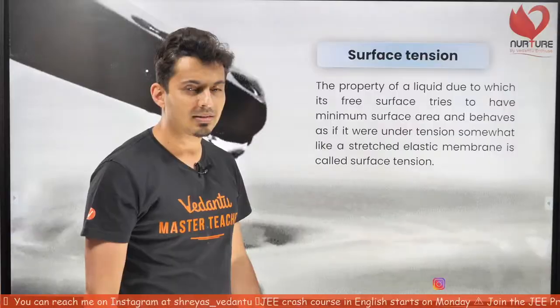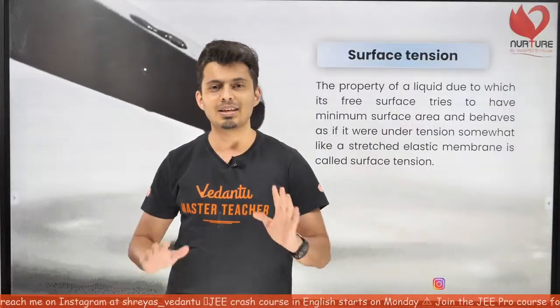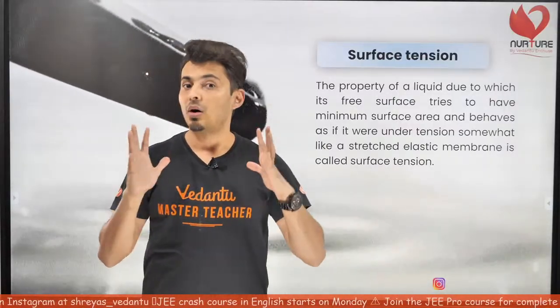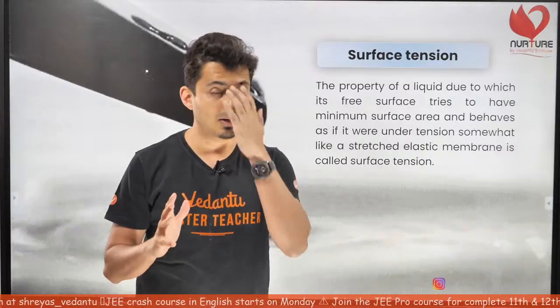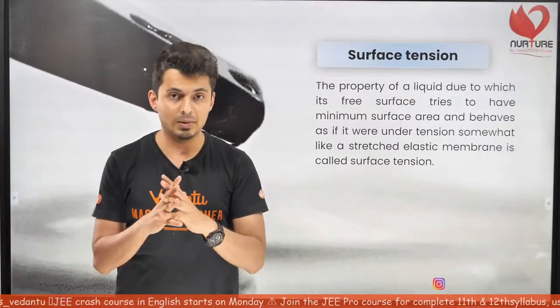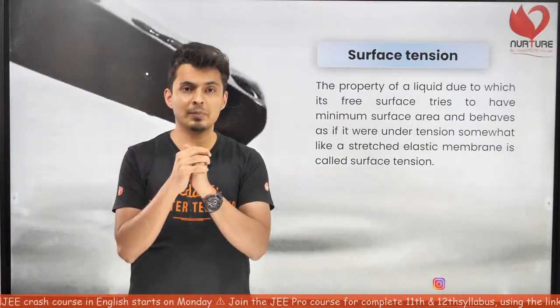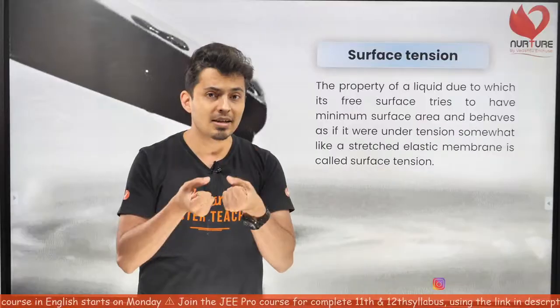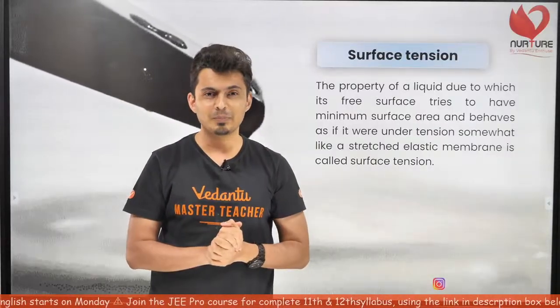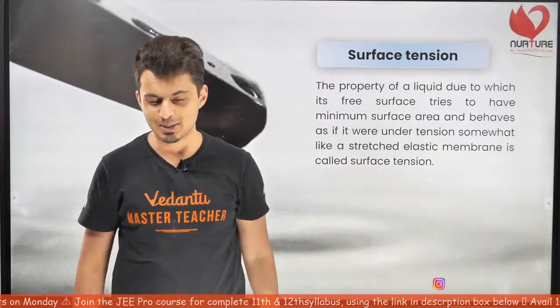So coming back, what is surface tension? Surface tension is nothing but a property of a liquid. Okay, it's a property of a liquid to contract, to always minimize its area, as if it was a stretched sheet of rubber. I'll give you a beautiful example.